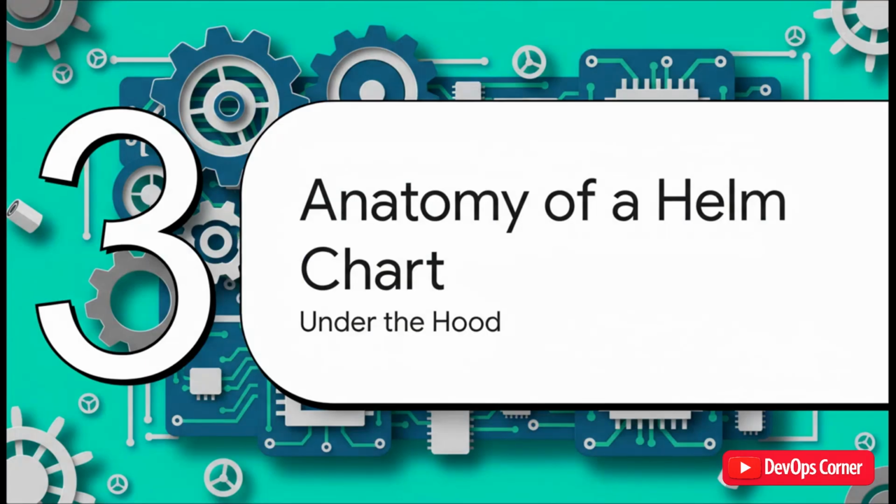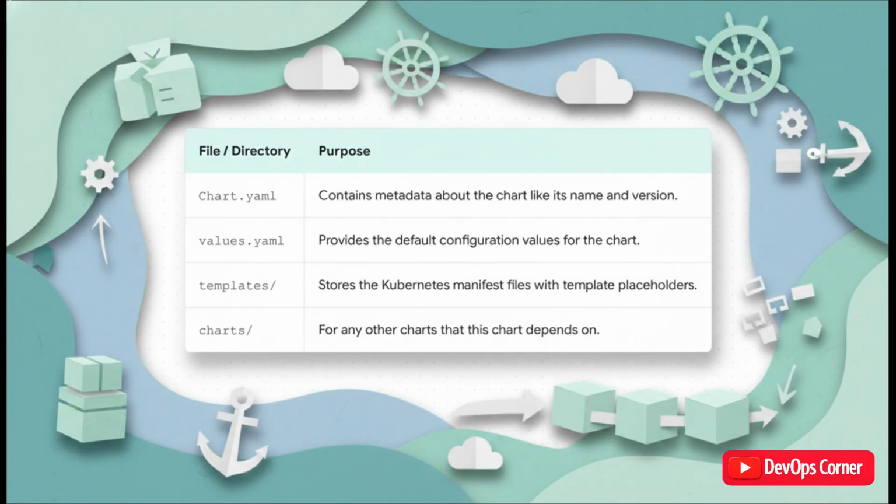Okay, so now that we've got the main ideas down, let's pop the hood and take a look at what a chart is actually made of. What's so powerful about this is that it's completely standardized. Every single Helm chart you'll ever find follows this same basic structure. You always know that the Chart.yaml has the metadata, the values.yaml has the configurable defaults, and the templates folder holds the actual Kubernetes manifests. That predictability makes Helm so easy to pick up and use across your whole team.